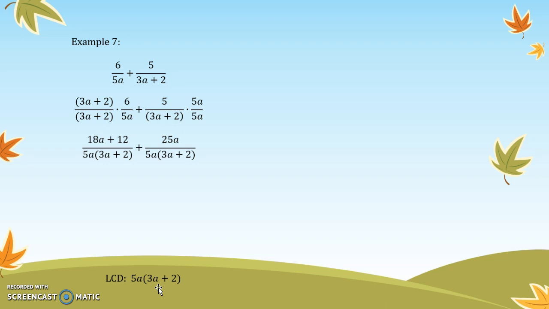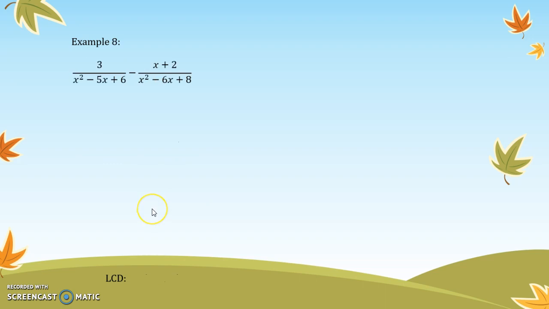Now we can add things together. So 18a plus 25a gives us 43a, and 12 plus 0 gives us 12. Again, we ask the question, can we factor the numerator? In this case, we cannot, so we know we are done since we can't simplify.